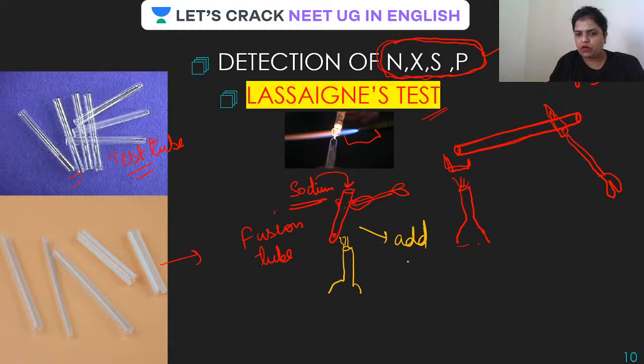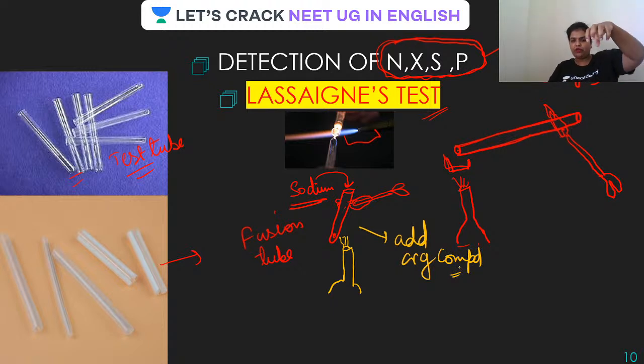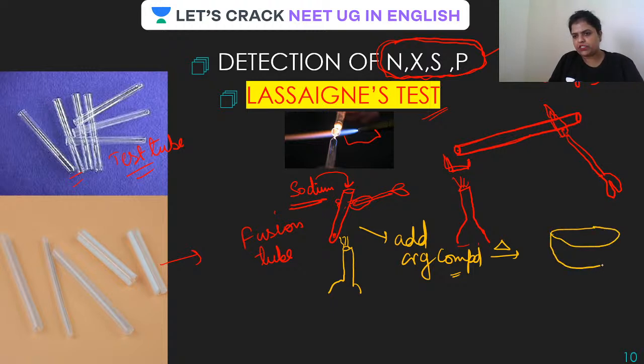Then we add organic compound to that with the help of a spatula or something like that. Just flip a pinch of organic compound into it. And then again it is heated well. After that, guys, we take a china dish. We keep it very well on a tripod stand with the help of a wire gauze.